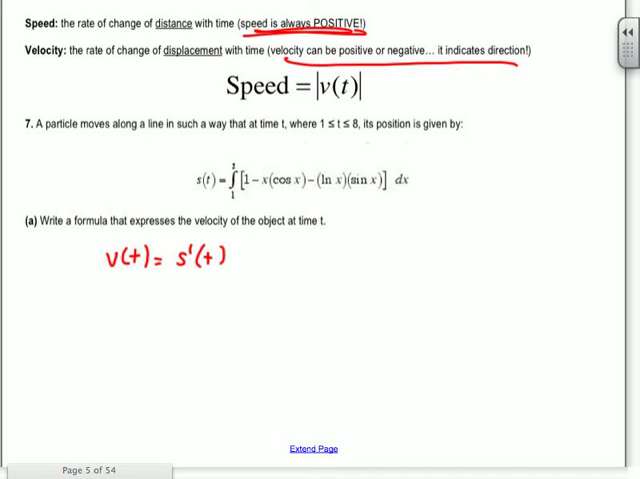I can't see what this is. Can you guys see on your, is that a t? Yeah, that's a t. This is a t on your page.